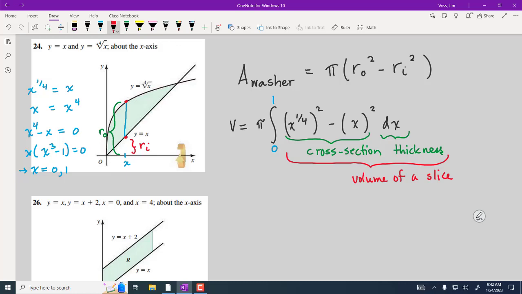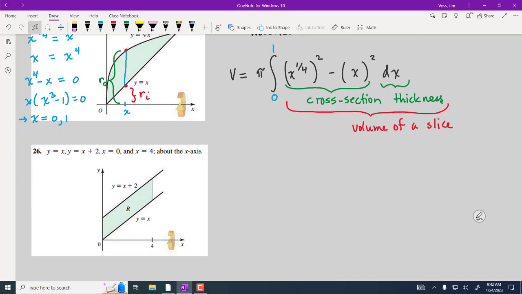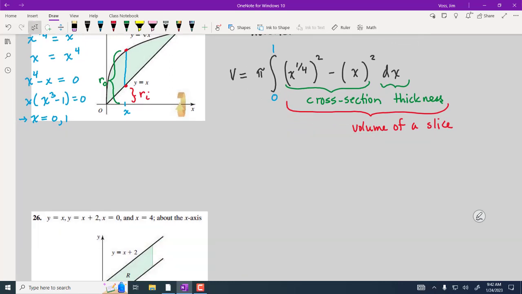Okay, so now let's do the integration here. Let's move this down a little bit, give us some space. So we're going to have pi, and let's simplify what's in here first. So this is going to be x to the what? X to the 1/2. Power to power, you multiply the exponents. So if we just simplify the look of our integrand a little bit, we're going to have that.